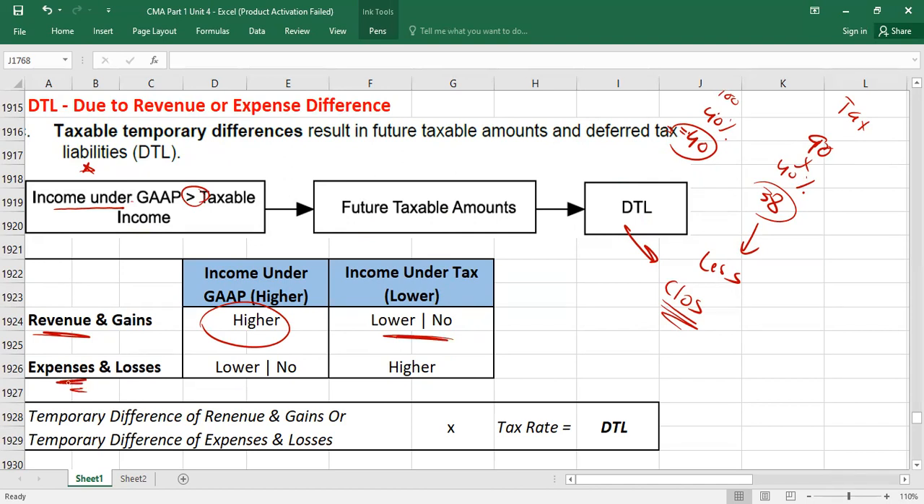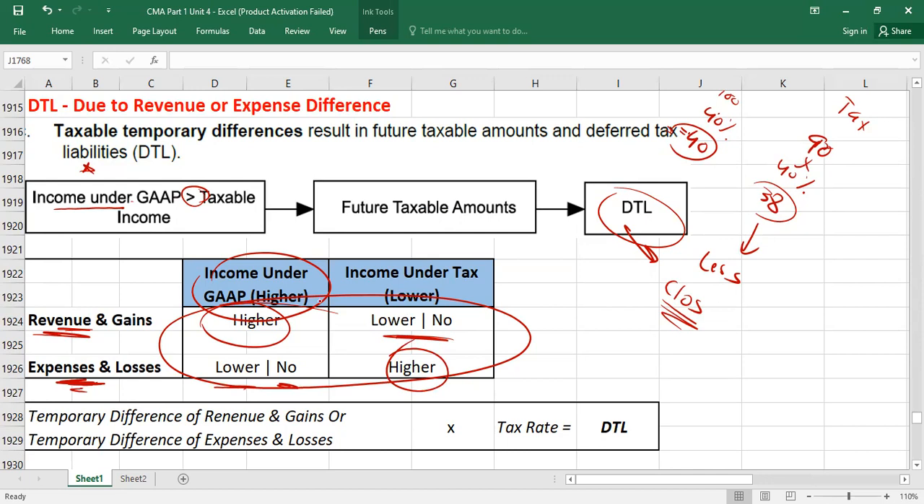Or if data is relevant to expense, how could GAAP income be higher? Because you have recorded less expense or no expense, and here you have recorded higher expense. Higher expense means less income, right? So this can also result. It means in your exam questions, he would give you either data about revenue or data about expense, and this should happen to get deferred tax liability. This formula you have to memorize.